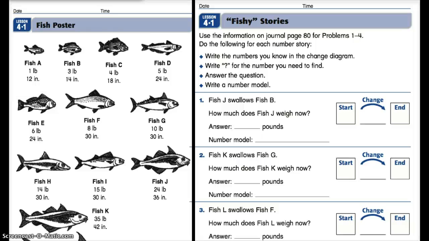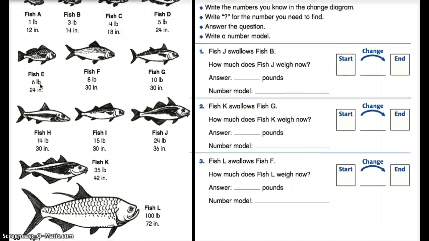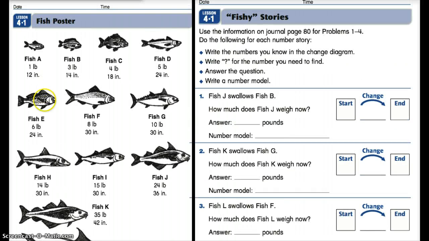Okay, now that you have learned a little bit about start, change, end diagrams, we're going to do some work here today in your journal. And these are pages 80 and 81 in your journal. And you have on page 80 a fish poster. You've got several different kinds of fish on here, and it tells you how much they weigh, and it tells you how long they are in inches.